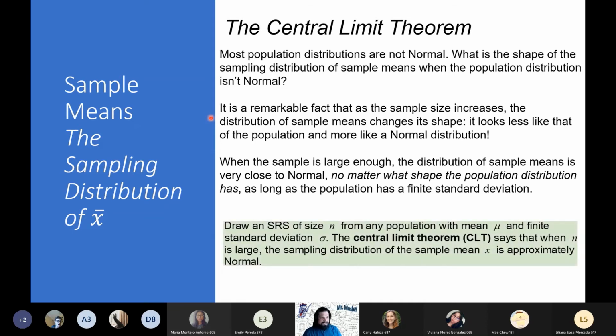If we draw an SRS of size n from any population with mean mu and finite standard deviation sigma, the central limit theorem, CLT, says that when n is large, the sampling distribution of the sample mean x bar is approximately normal. We will define what n being large enough is in the next slide. This is good news, because as long as our sample size cooperates, we can use a normal distribution for our sampling distribution to do calculations, even if the population isn't normal.